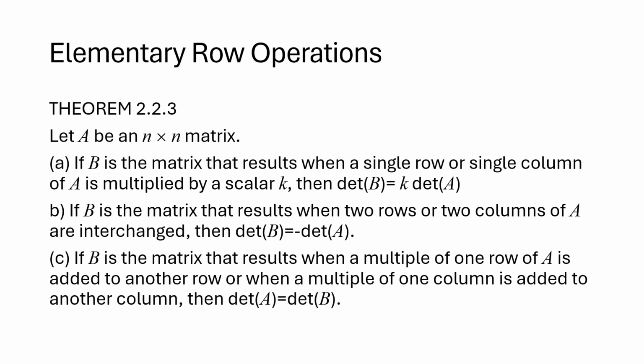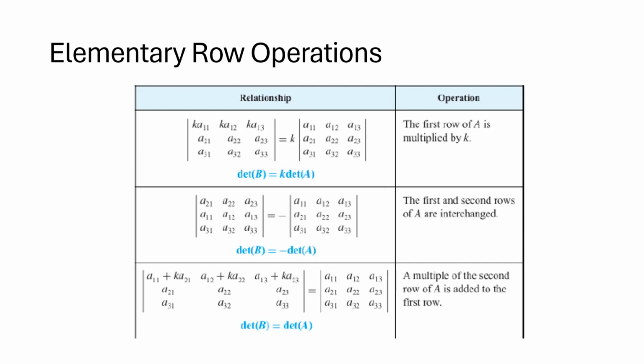Let's have this one. In this table, the first panel shows that we can bring a common factor from any row or column through the determinant sign. This is a slightly different way of thinking about the first theorem on the previous slide.